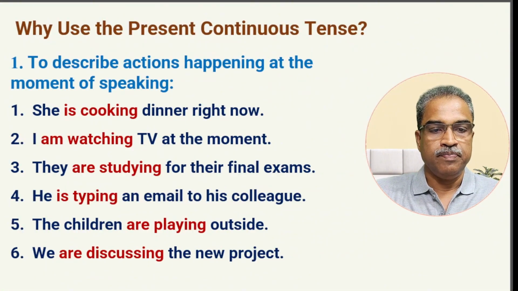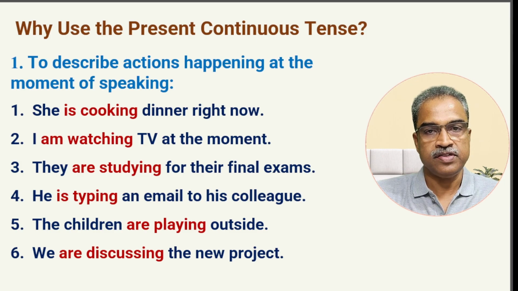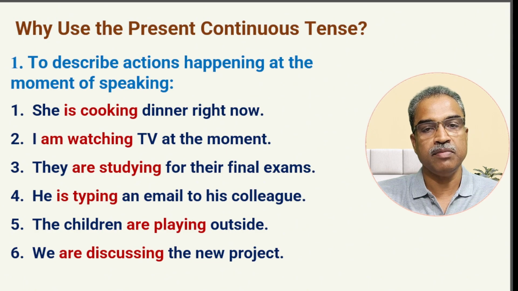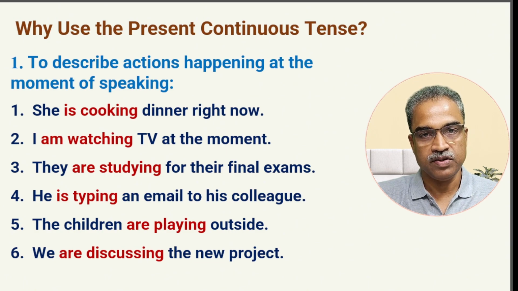Well, we use present continuous tense to express certain things here. The first and foremost, we use it to describe actions happening at the moment of speaking. Now I'm speaking, now I'm doing something. So at the moment of speaking, some action is going on. To explain and speak about it, we use present continuous.